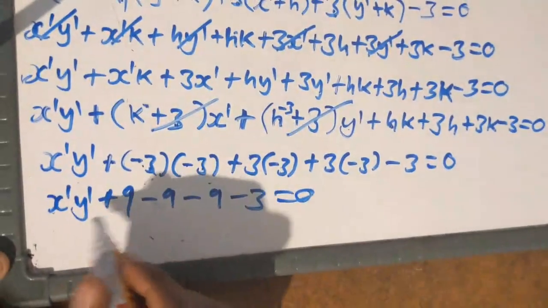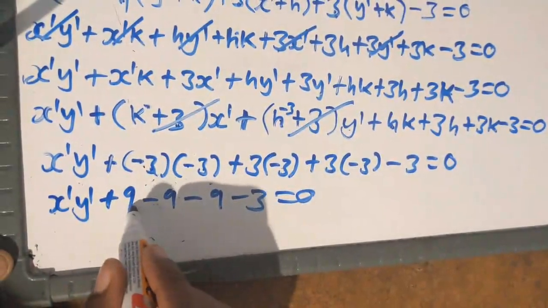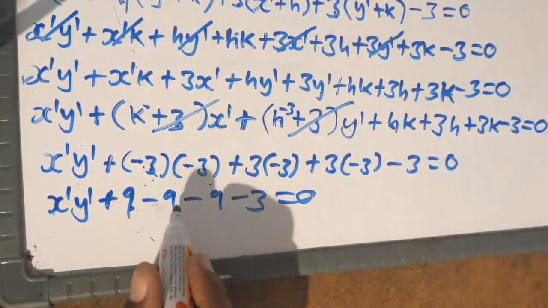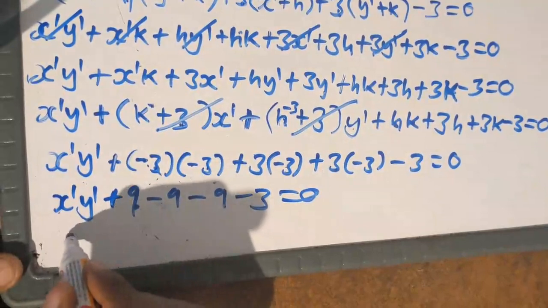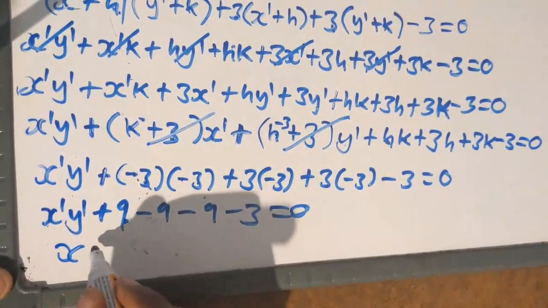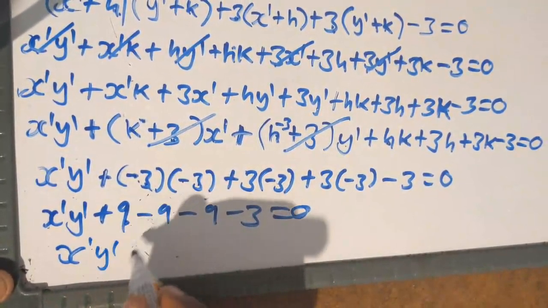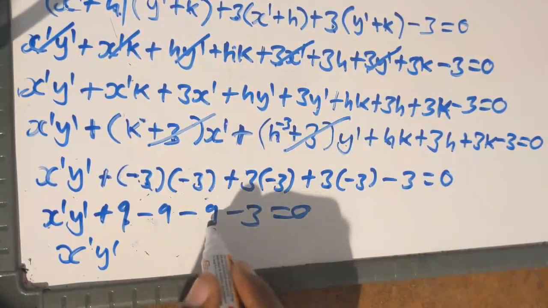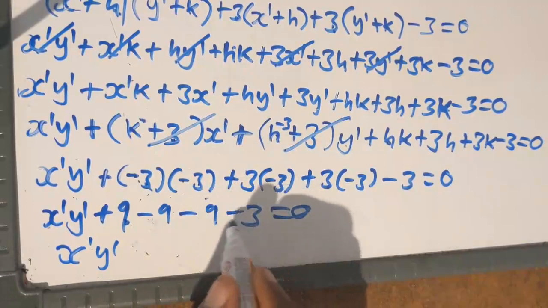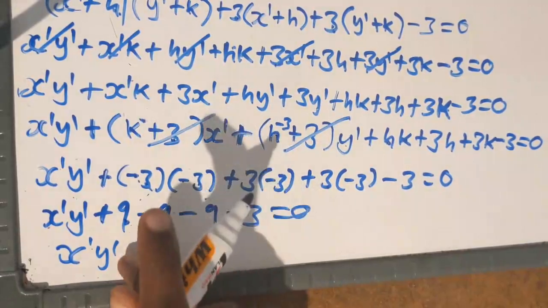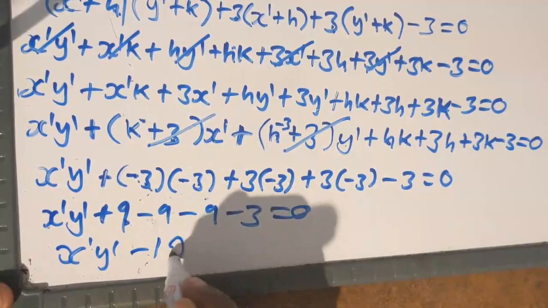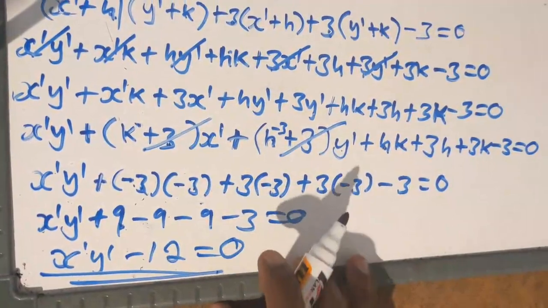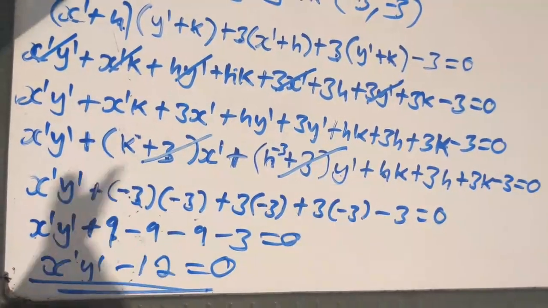So when you do this, positive 9 minus 9 is going to give you 0. So here it will be x prime y prime, this is 0. Then here this is negative 3, then negative 9, so that's going to be negative 12, equal to 0. So that is how you find the new equation. This is the new equation.